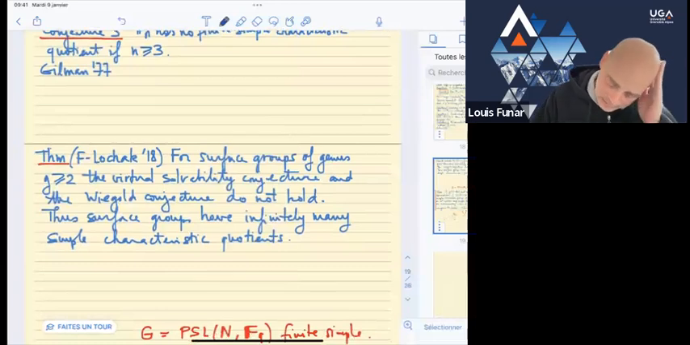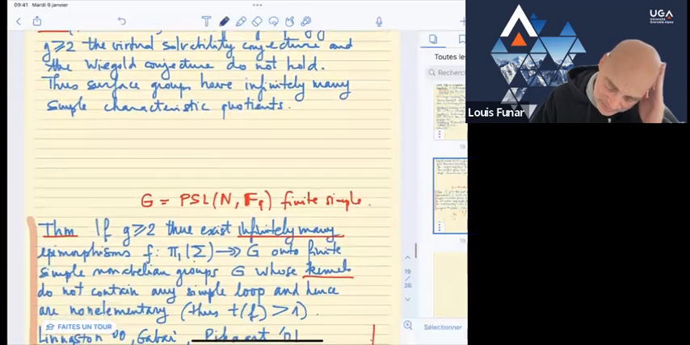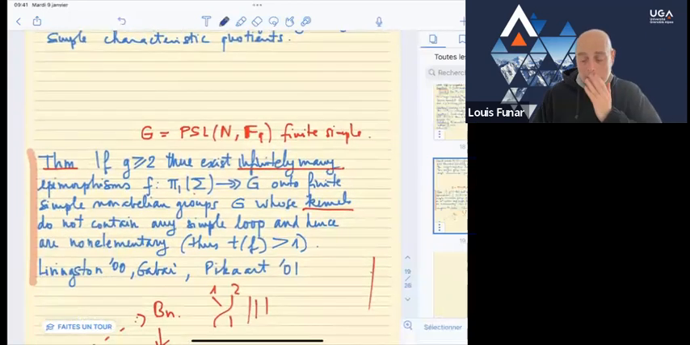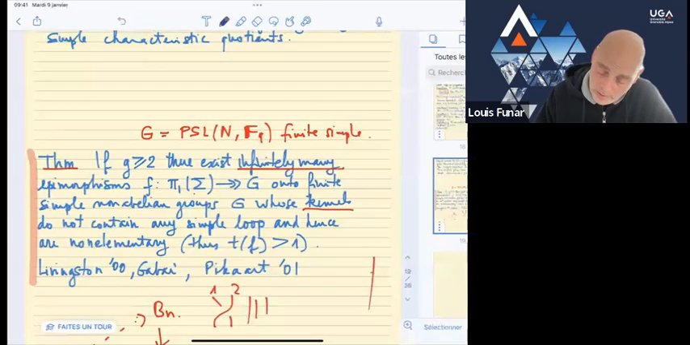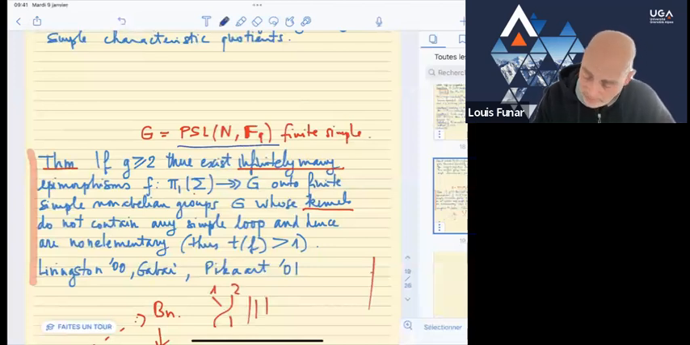Now, I wrote here a formula, but I won't say too much about it. Instead, I would say that there are infinitely many groups, PSL_N with coefficients in the finite fields, for which, when you take a homomorphism from the pi1 of sigma into that group, and it is an epimorphism, a surjective homomorphism, the kernel does not contain any simple loop. And in particular, they cannot be non-elementary.